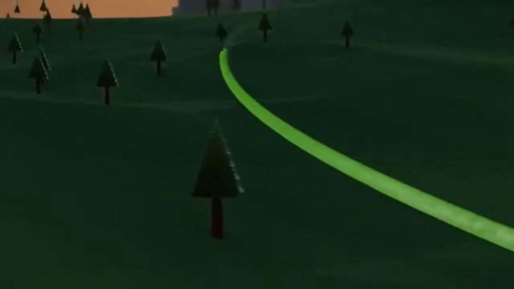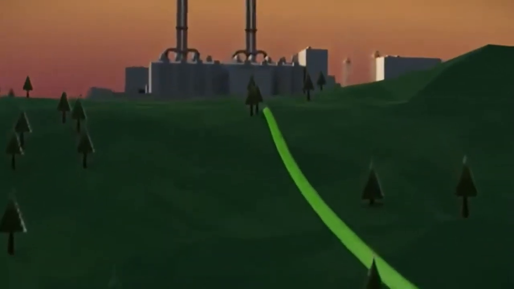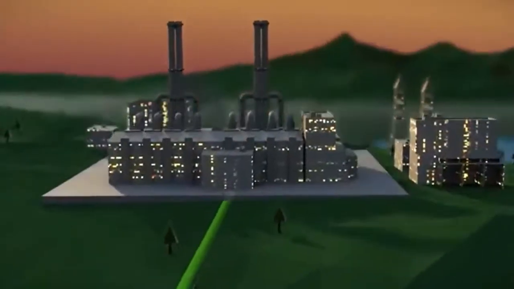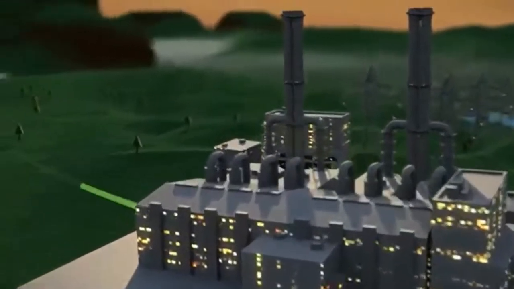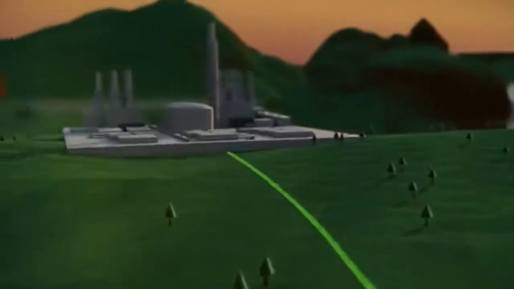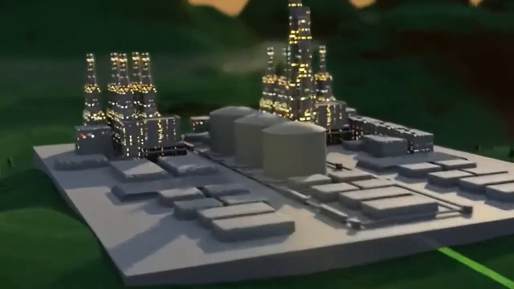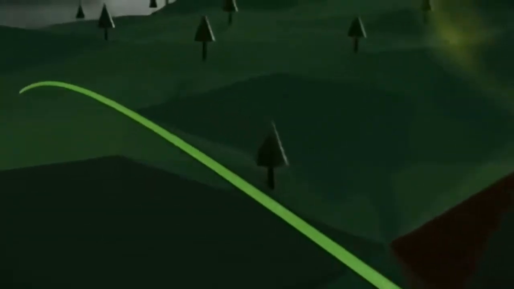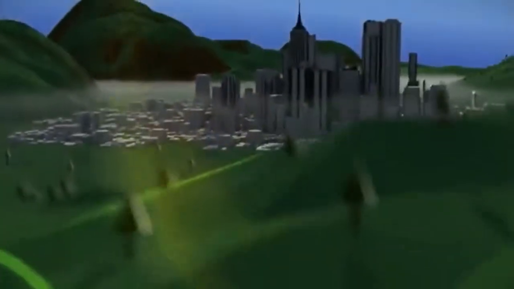A network of pipelines delivers the natural gas to power plants where it is used to generate electricity for urban areas, to industrial facilities for the manufacturing of steel, automobiles, and chemicals, and also to homes and office buildings for heating, cooking, and drying clothes.